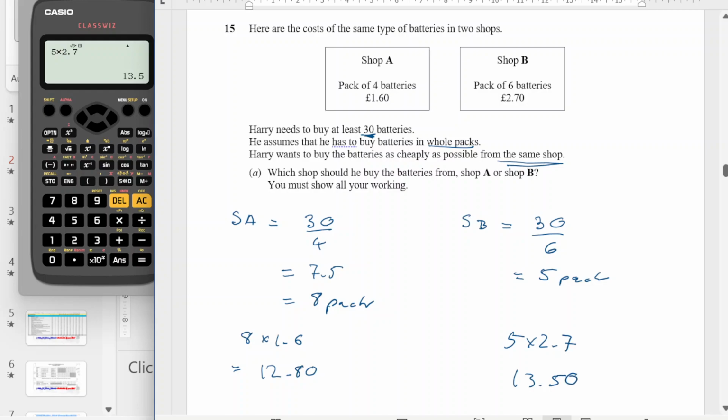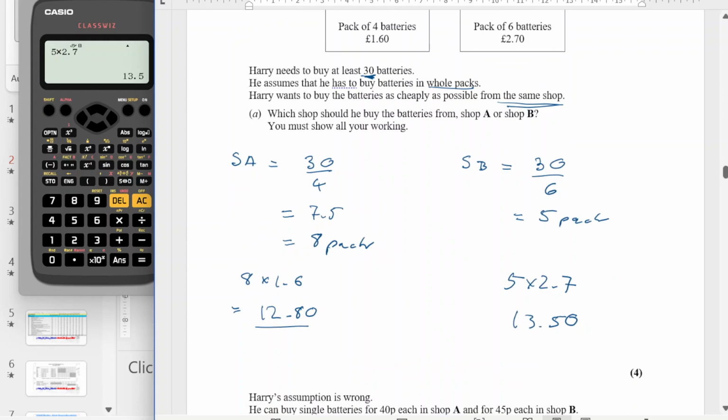I'm just checking my figures here. Yeah. So which shop should he buy the batteries from, A or shop B? So we're going to go, should buy from shop A. Shop A is cheaper. Plus, you'd actually get two extra batteries. So it's cheaper in price, and you will get 2 extra batteries.